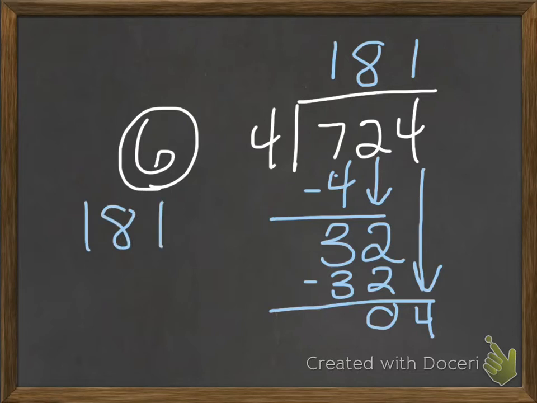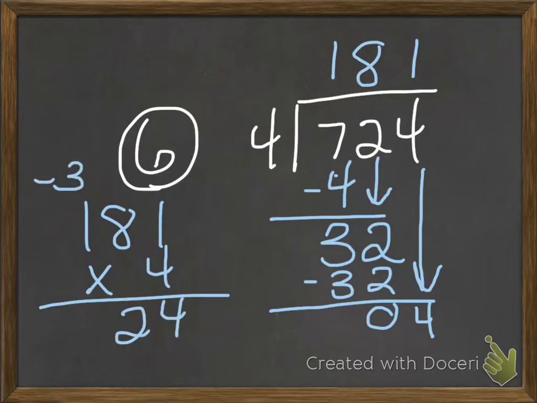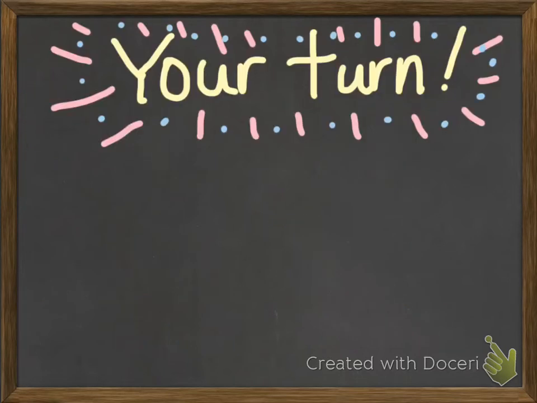And I have 181 times 4. 4 times 1 is 4. 4 times 8 is 32. 4 times 1 is 4, plus 3 is 7. 724. Alright, we did all the guided practice problems together.